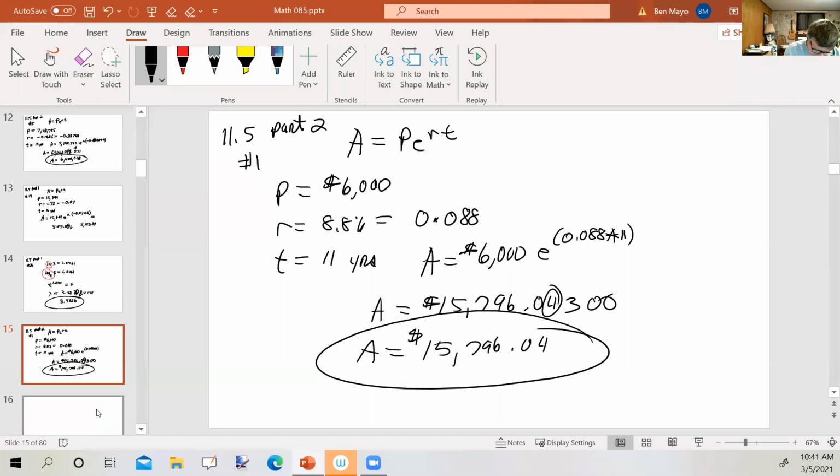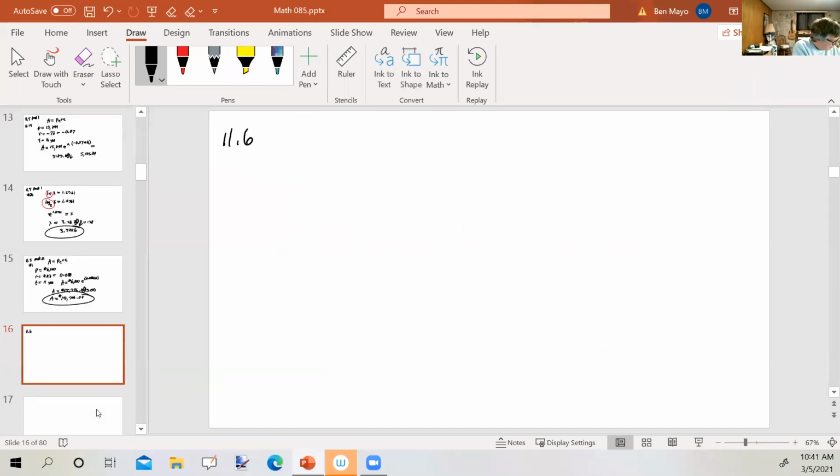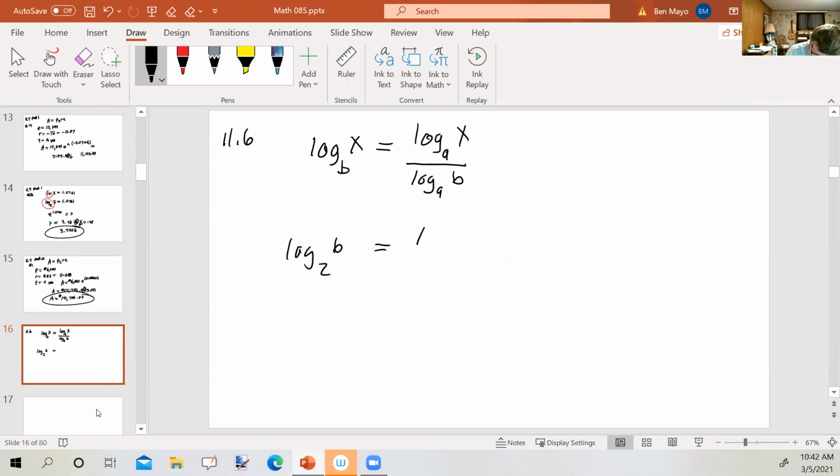Okay, we're going to take a look at section 11.6, but we're only going to look at one thing in 11.6, and that is something called the change of base formula. And it looks like this: log base b of x equals log base a of x divided by log base a of b. So let's say we've got the log base 2 of 6. Well, that would be log base 10 of 6 over log base 10 of 2, or it could be the natural log of 6 over the natural log of 2.